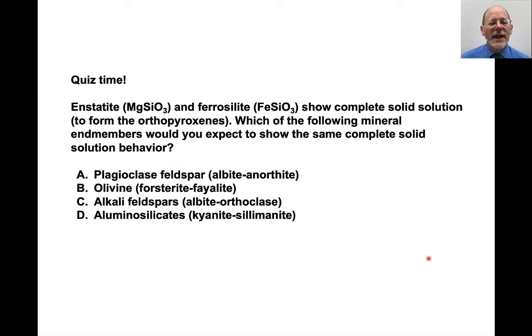Okay, quick question. Enstatite and ferrosilite show complete solid solution. Which of the following mineral end members would you expect to show the same complete solid solution behavior?